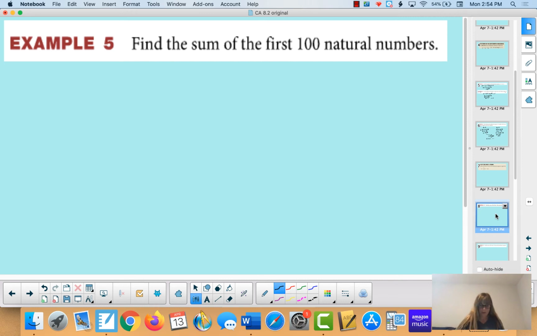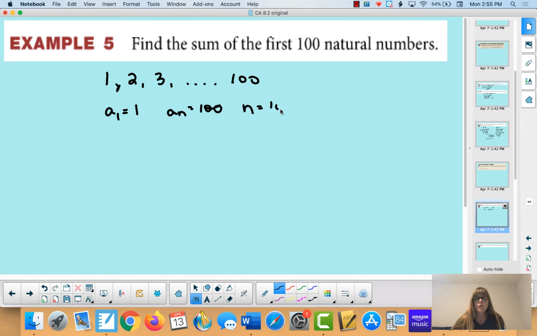So if I'm trying to find the sum of the first 100 natural numbers, first, what does that mean? Natural numbers are just your counting numbers. So your sequence is going to be 1, 2, 3, and we want to go all the way to 100. So that tells us that our first term is 1. Our last term is 100. And there are 100 terms in this sequence.